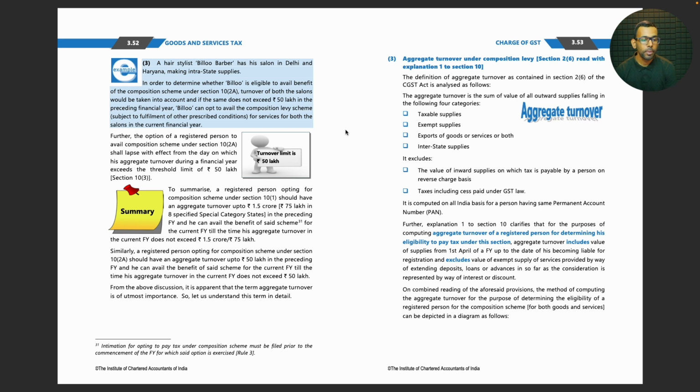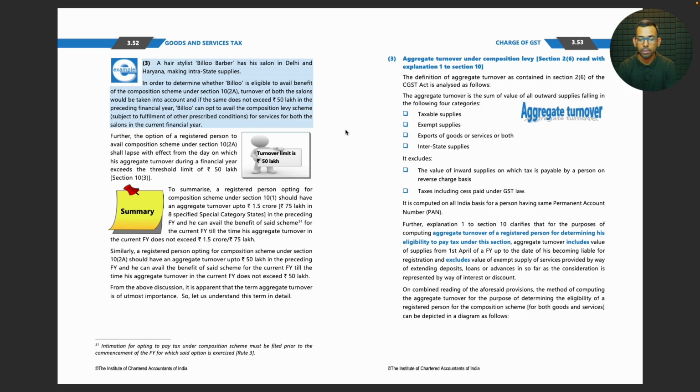Further, the option of a registered person to avail the composition scheme under section 10 subsection 2a shall lapse with effect from the day on which his aggregate turnover during a financial year exceeds the threshold limit of 50 lakhs. To summarize, a registered person opting for the composition scheme under section 10 subsection 1 should have an aggregate turnover of up to 1.5 crores in the preceding financial year.